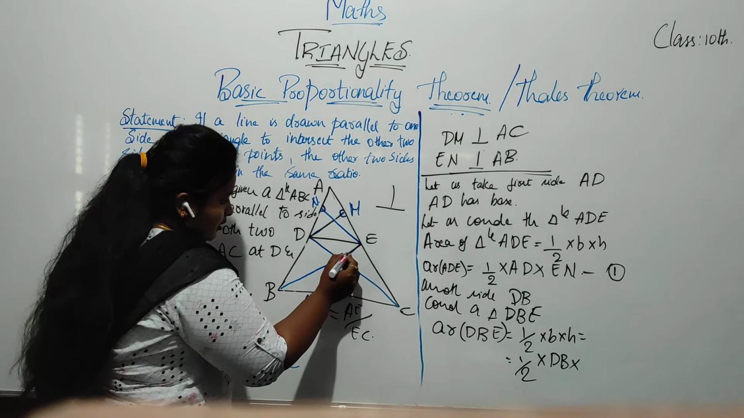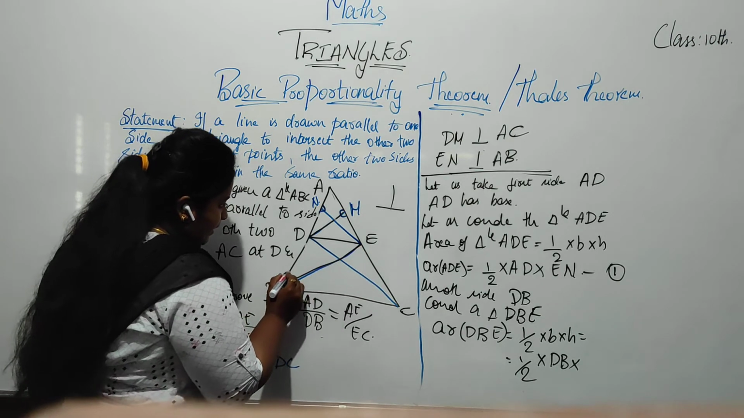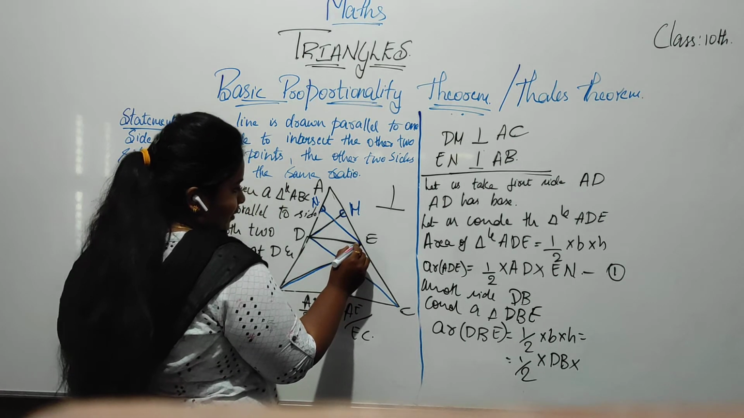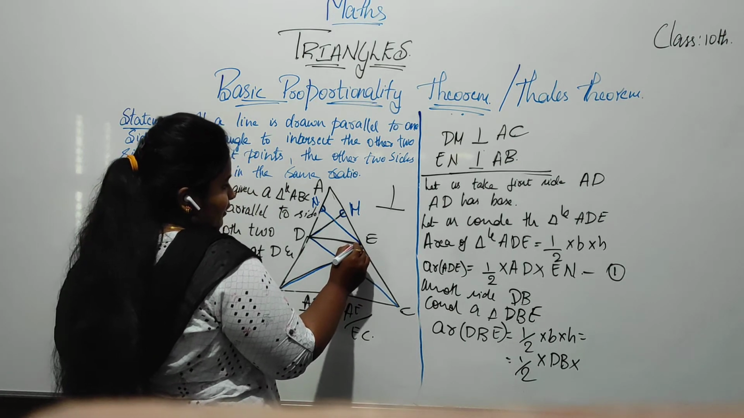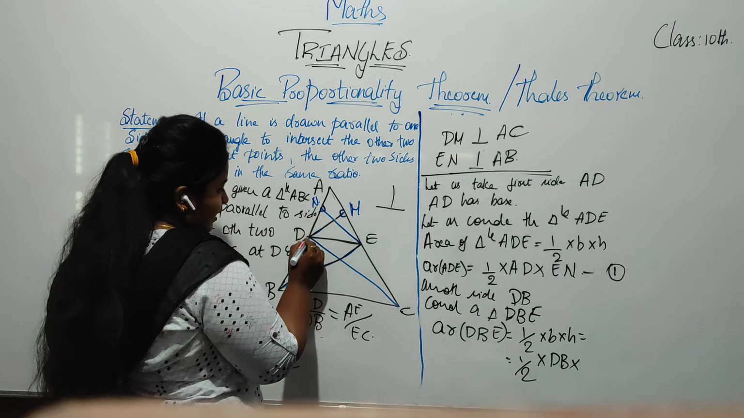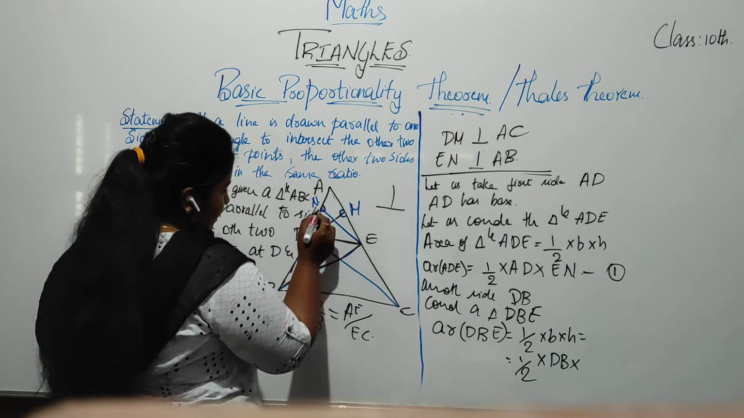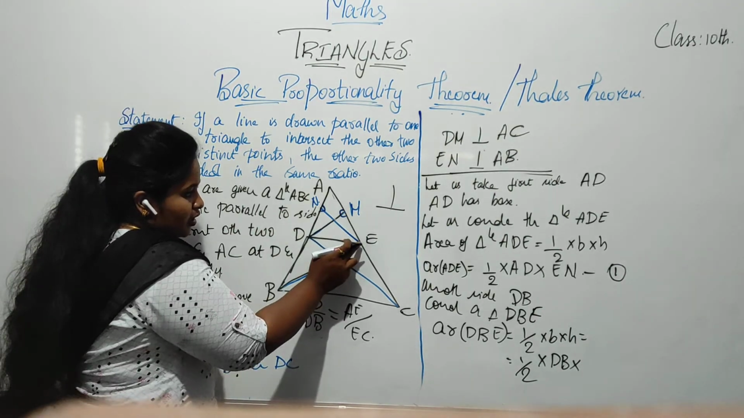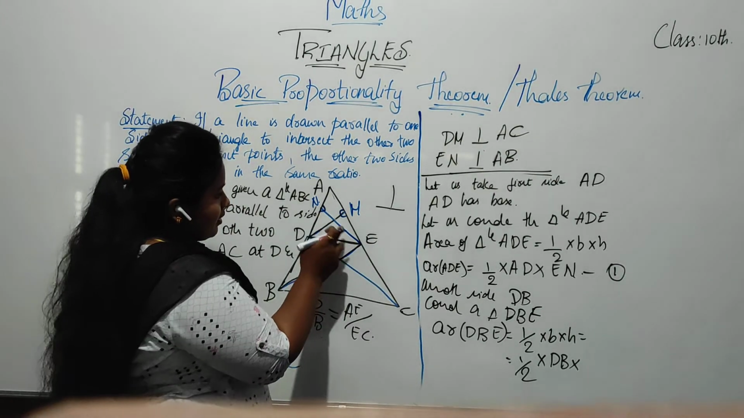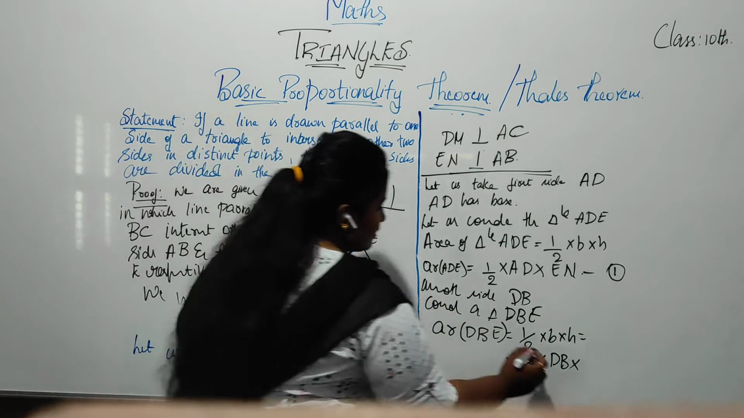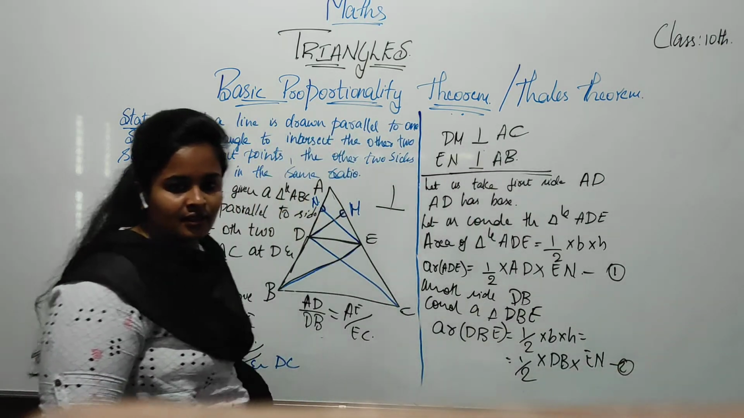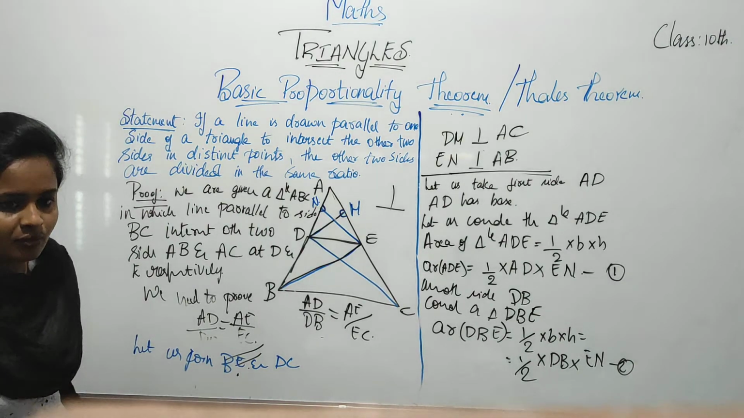Here we consider this as a triangle, and the perpendicular line is drawn outside the triangle. This is the perpendicular line to DB, dropped from E to the base, it is EN. I will mark this as equation 2.